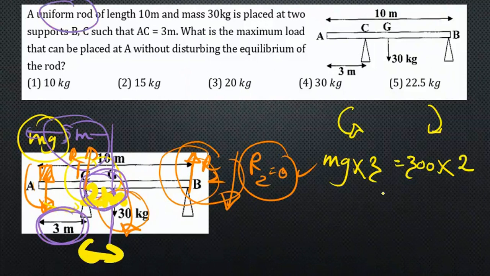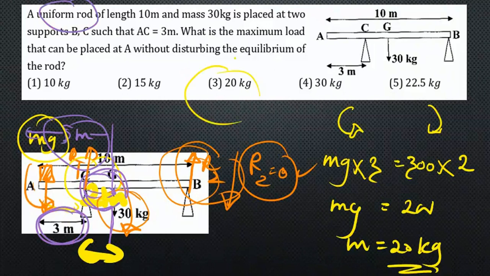So it's 300 into 2. When simplifying, the 3 cancels off and we get 200, so the mass is 20 kilogram. So the answer is the third option. They're asking us to find the maximum load that can be placed at A without disturbing the equilibrium of the rod, so we can place 20 kilogram at A.